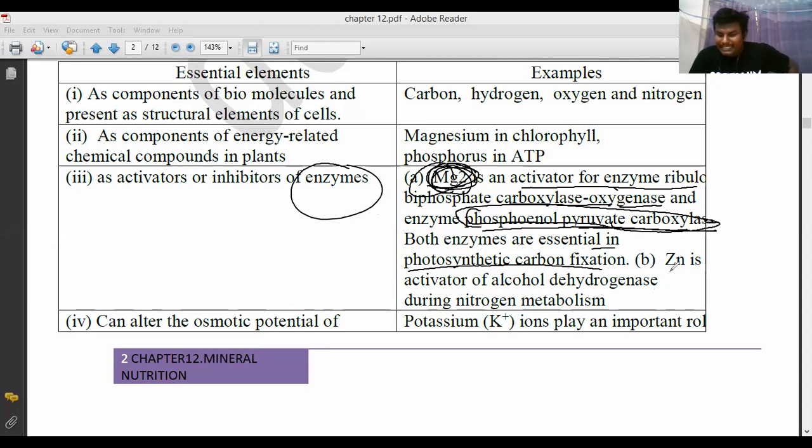At the same time, zinc ion is an activator of alcohol dehydrogenase during nitrogen metabolism. In the atmosphere, a huge quantity of nitrogen is present, and that should be converted into nitrites, nitrates, and ammonia. That process is called nitrogen metabolism. For the activation of the alcohol dehydrogenase enzyme, zinc ion is essential. If this enzyme is activated, it helps in nitrogen metabolism in the plants.